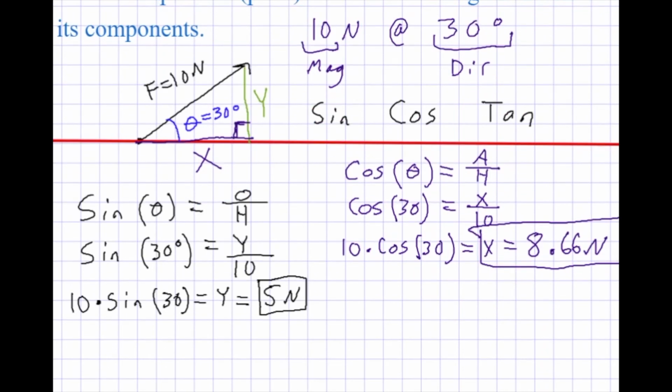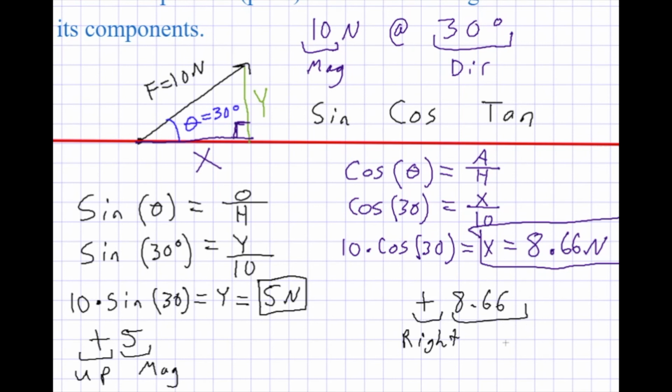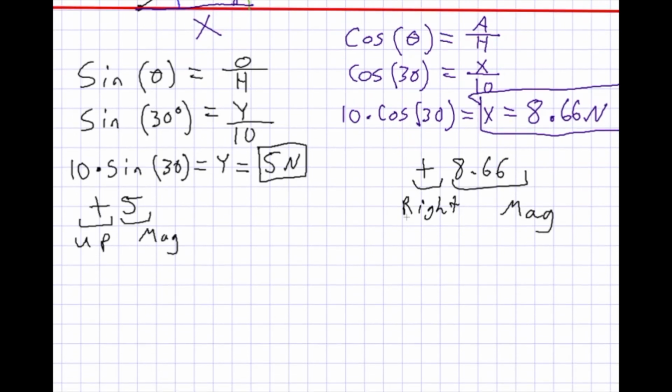So the important thing to note here is that our y value was 5 newtons. What direction is that pointed in? Well, 5 newtons is the same as positive 5. The positive is telling me up, and the 5 is telling me the magnitude or the size. Same thing here. My x is positive 8.66. The positive is telling me to the right, and the 8.66 is telling me the size or the magnitude of that force. So a vector has magnitude, meaning basically a number, and direction.